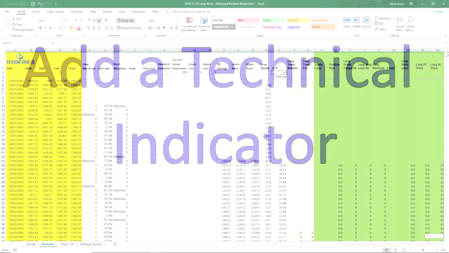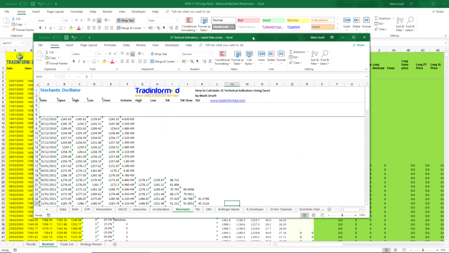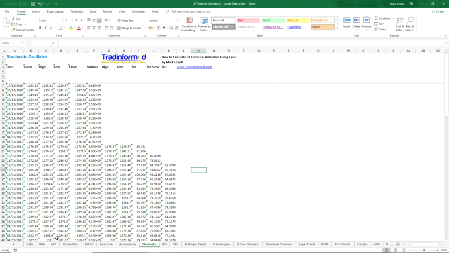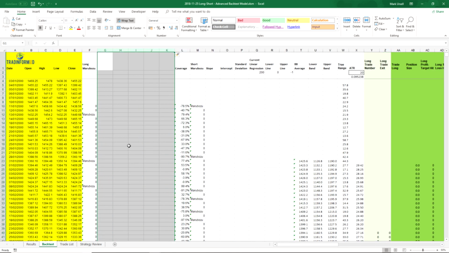Now, if I go right to the top here, I might want to make a change to the strategy, and maybe I want to include a new technical indicator. Well, I can do this. The first thing you need to do is to have the actual technical indicator. If you have the Tradinformed 21 technical indicators, you can copy the indicators from here. I personally like the stochastic, so I am going to put that into our backtest model. And I can see here that I need columns G to K. So I'm just going to empty out columns G to K. Now I've not deleted anything, I've just inserted new columns.